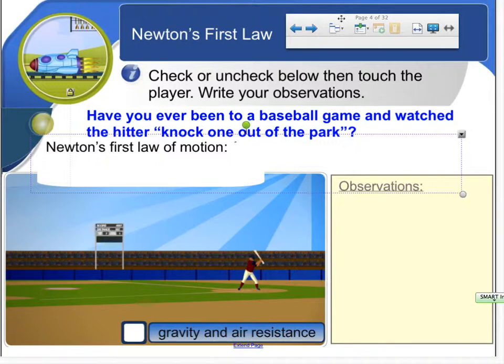Very good. So right now, Janaya is going to put us on Earth by clicking that box, because we want to have gravity and air resistance. She's going to, in a moment, tap the gentleman so that the ball will be pitched to him and he can hit the ball. And we're going to watch what happens to the ball during gravity and air resistance. Go ahead and hit.